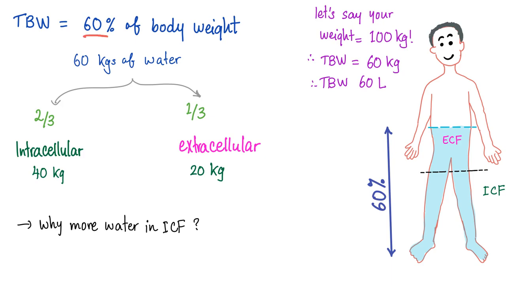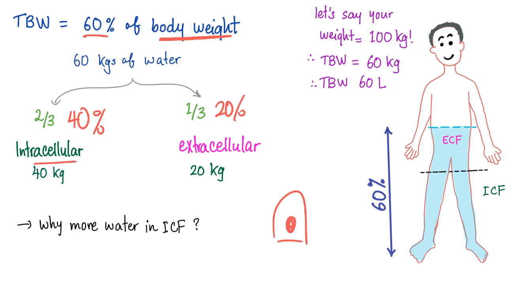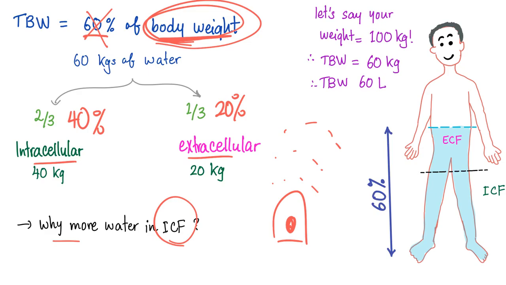Now, this 60% is divided into 40% of the total body weight in the intracellular fluid, which is inside the cell. 20% of the total body weight, not of the 60%, no, 20% of the total body weight is in the extracellular fluid. Why do we have more water in the intracellular fluid than the extracellular fluid? Because you are not a sponge, kiddo. When I shake your hands, you don't just squish water all over the place. Most of the water is inside your cell, not outside. You are not a sponge, and you don't have square pants either.